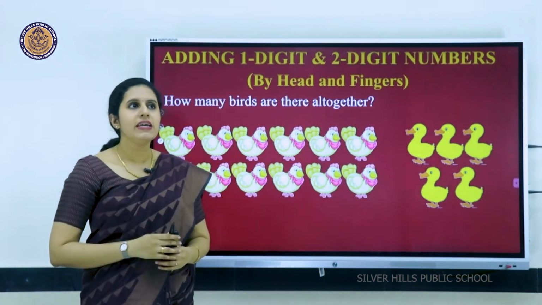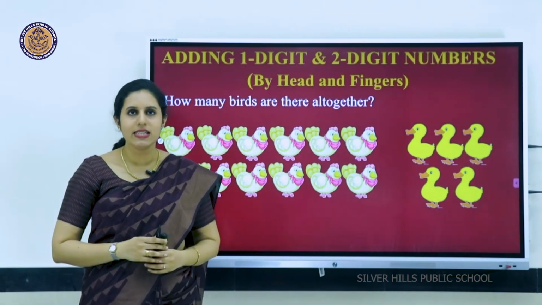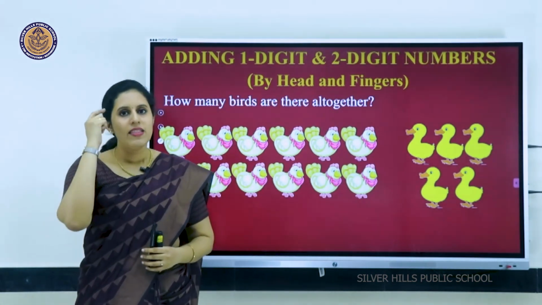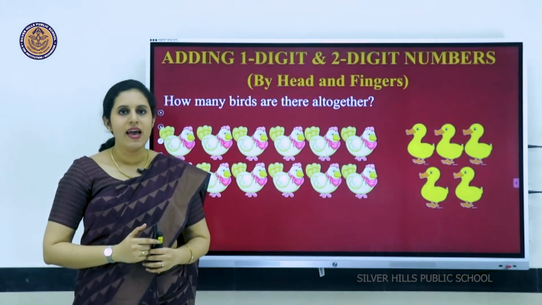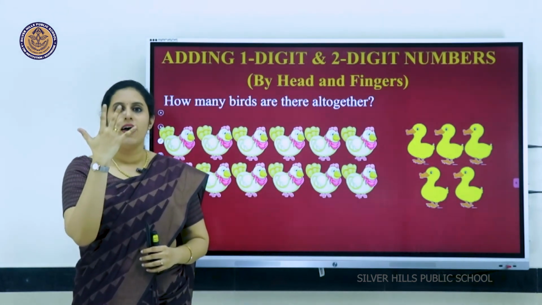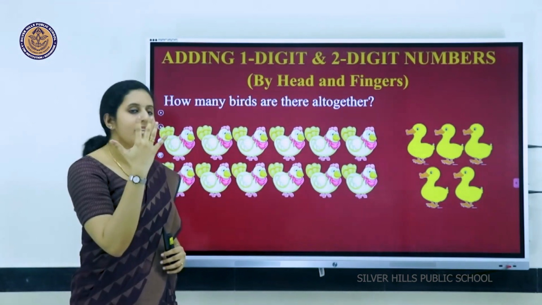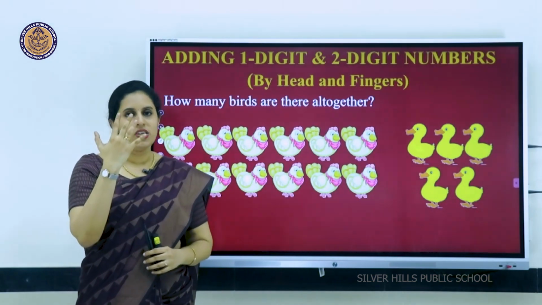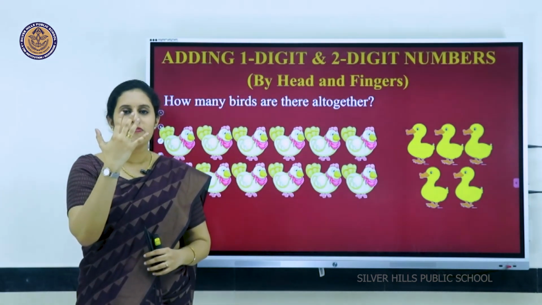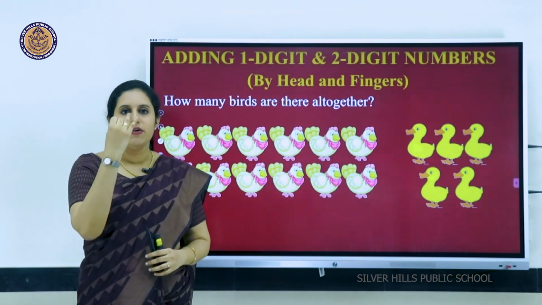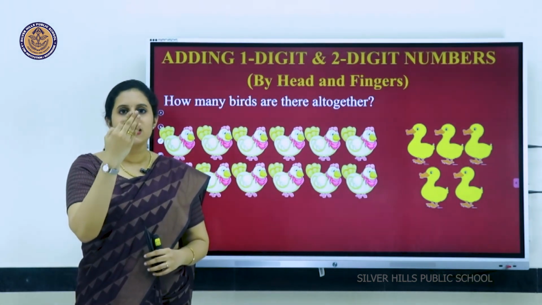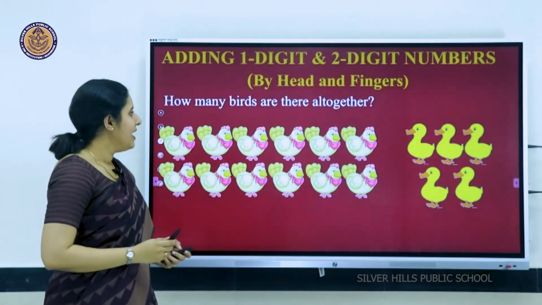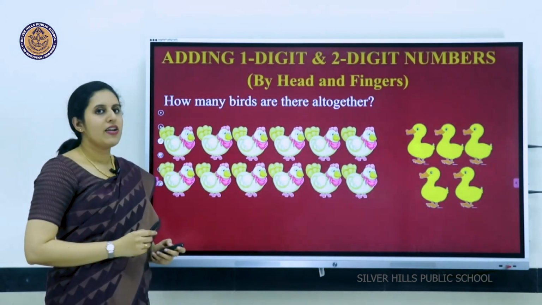By head and fingers method, if you see this, 12 is the bigger number here. That 12 you keep in your mind and you take 5 fingers on your hand, because 5 is the next number. So, the bigger number 12 you keep in your mind and 5 you take on your fingers. Now, let us count from 12, 13, 14, 15, 16 and 17. So, how many birds are there all together? Yes, 17 are there all together.